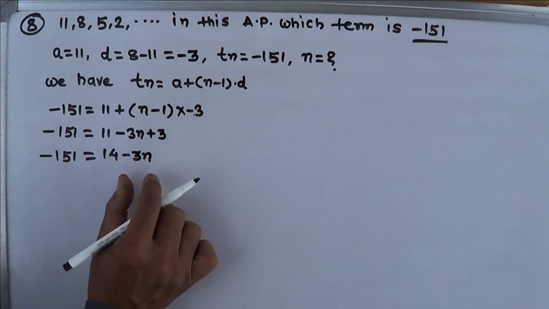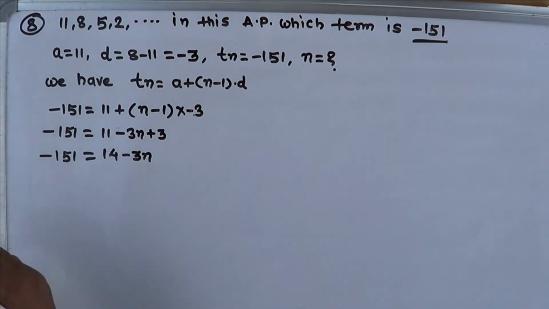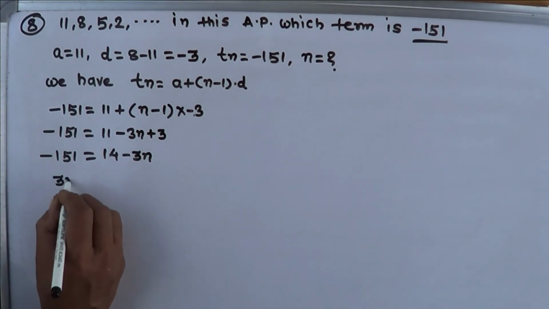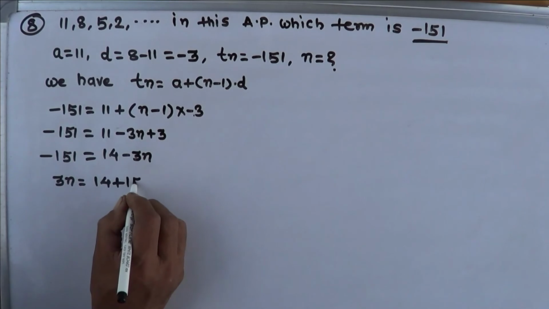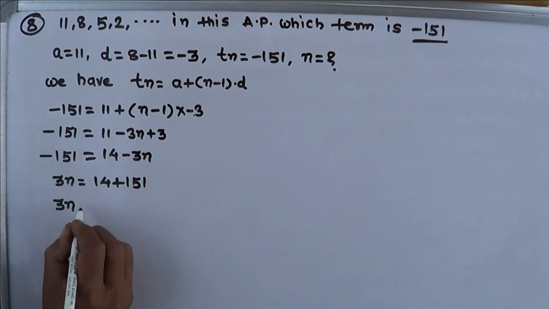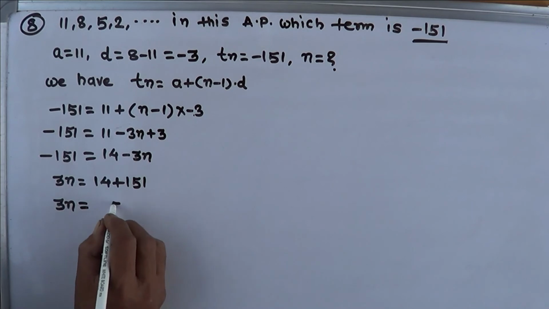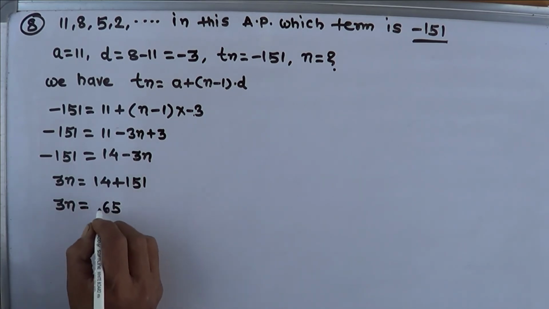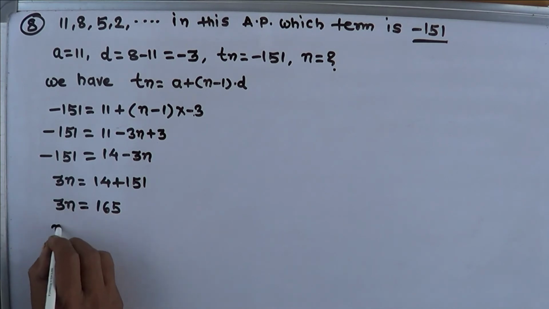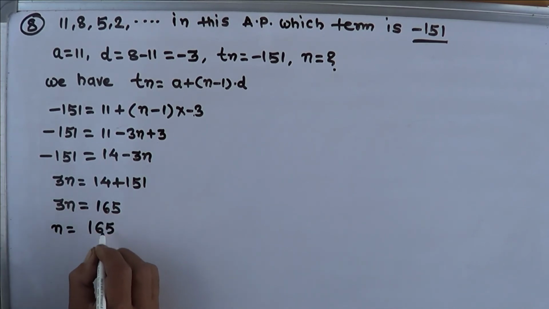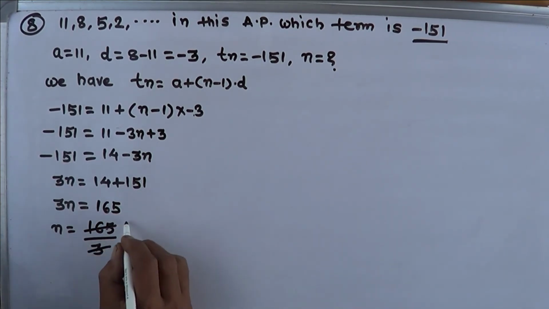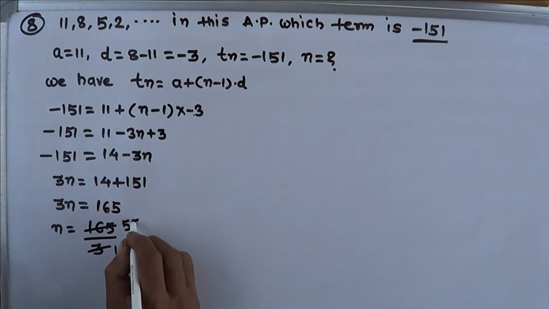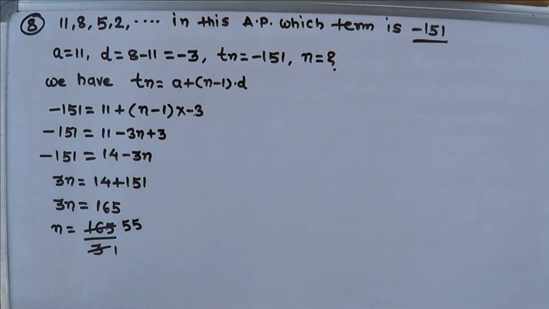So we will take 3n to this side and minus 151 to this. So this will be equal to 3n and 14 is here. This will be plus 151. 3n equal to 14 plus 151, that is 165. So n is equal to 165 divided by 3. So this value will be 3 5, that is 15. Again 3 5 is 15 and n equal to 55.